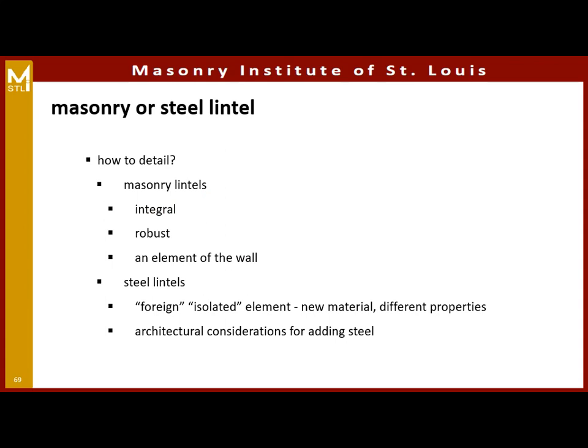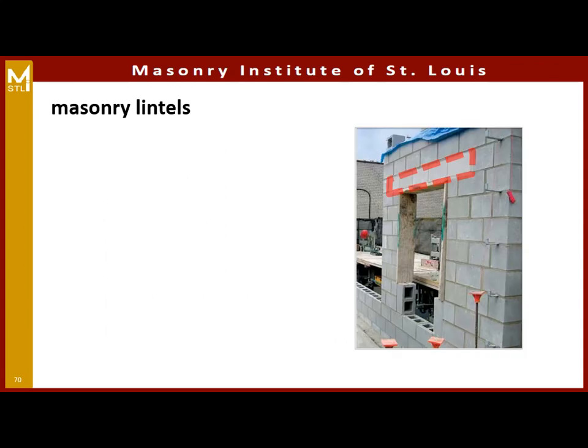Do we want to do our lintels with steel or with masonry? Masonry lintels are built integrally with the masonry wall. Obviously, that's the same material. So it is an integrated element of the wall as opposed to steel, which is a foreign or isolated element. It's a new material with different properties, which can lead to issues. And again, our architectural considerations for putting steel into our masonry wall.